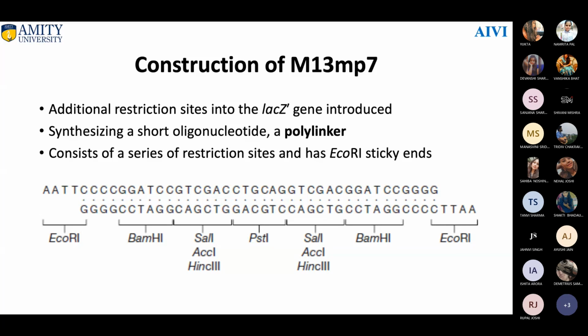Further, it's not just that you have to incorporate one restriction site. It's a property of your vector that it must be a multiple cloning site. For this, additional restriction sites can be introduced into the LACZ gene by synthesizing short oligonucleotide polylinkers. What does it consist of? It consists of a series of restriction sites that has EcoRI sticky ends at both ends, and this is a linker, you can say.